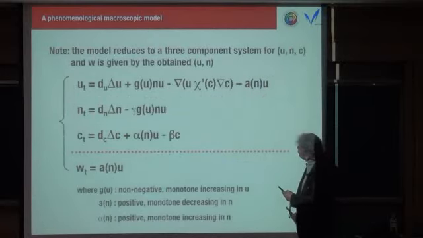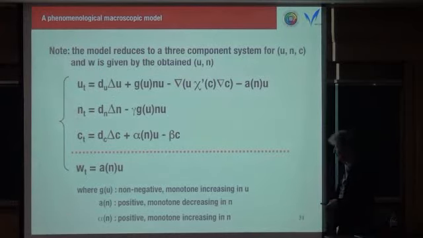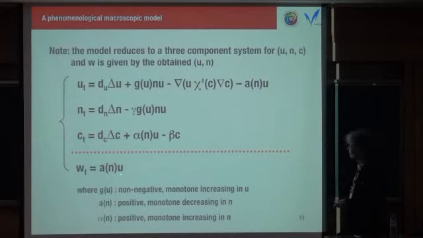But note, the model reduces to the 3-component system. I told you. In the first 3 systems, they don't have any W. That's why, if you can solve this system and then put U and N in this term and integrate from 0 to T, then you can get W, okay? And G of U is a sort of non-negative monotone increasing, and A of N is monotone decreasing. I just explained here. And alpha N here, alpha N is positive monotone increasing. I didn't check precisely, but this is our system, basically. And W is kind of another equation.